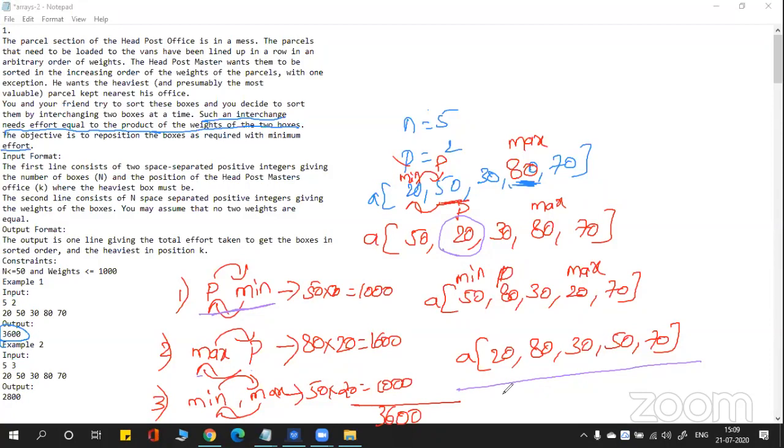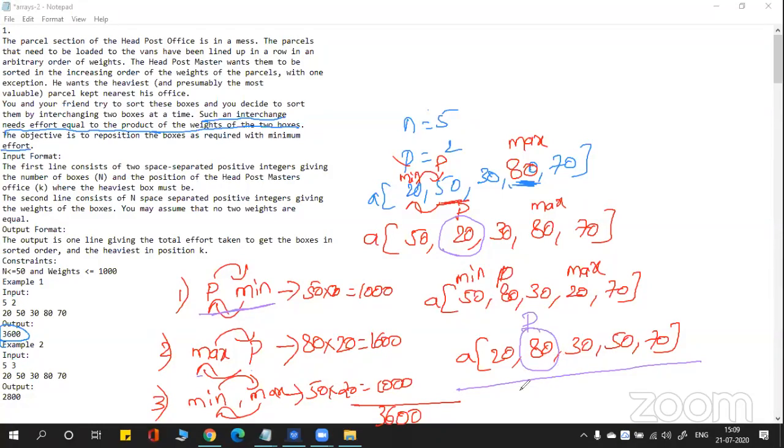So here, if you observe, all the conditions are satisfied. My output is in sorted order except at the position given. That exception is already given in the question. The output is one line: the total effort taken to get the boxes in sorted order and the heaviest in position K. If you observe, all the elements are in sorted order and the heaviest is in position K.